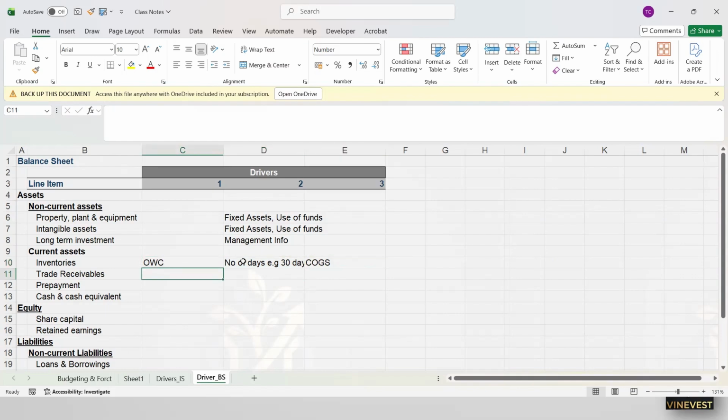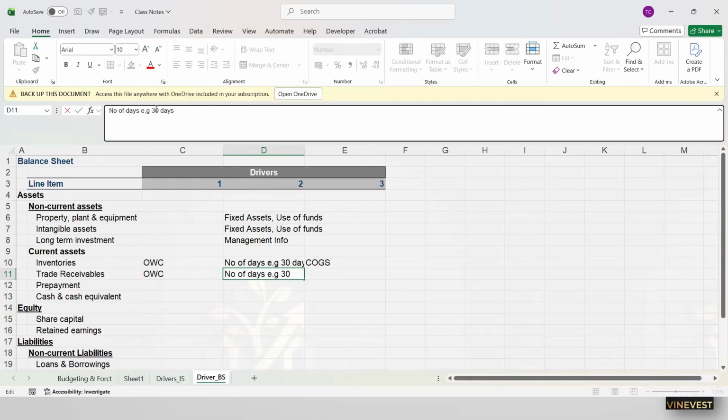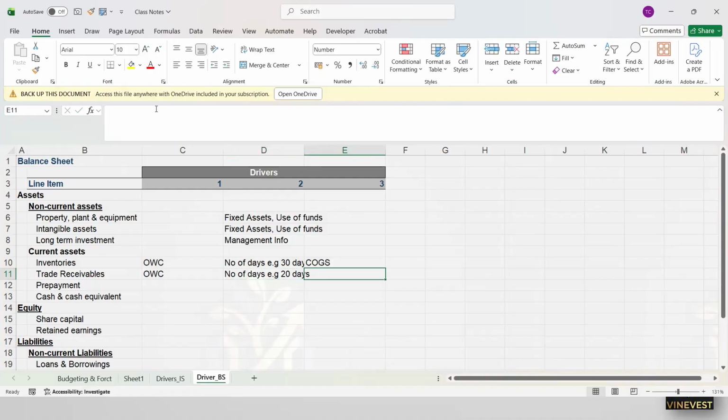Right, then the next thing we want to see is the trade receivables. This is also under our operating working capital, right? So you want to also know what is the number of days of trade receivables. Most times, maybe you want to reduce your number of days of trade receivables, maybe to like 20 days. And receivables is always from your revenue. If you don't make any sales, you won't have any receivables, right?